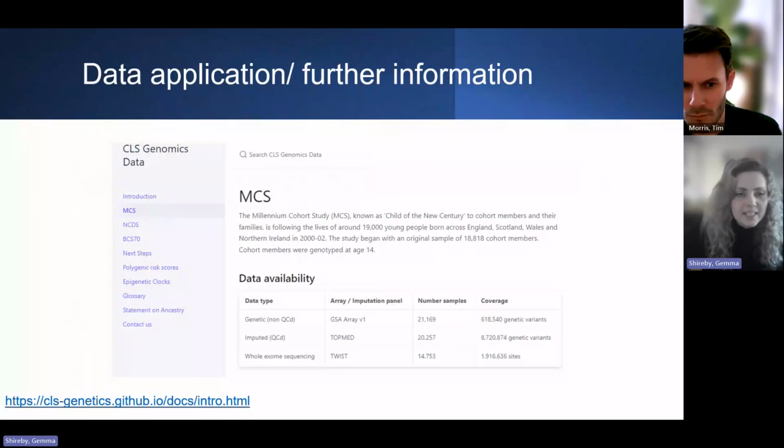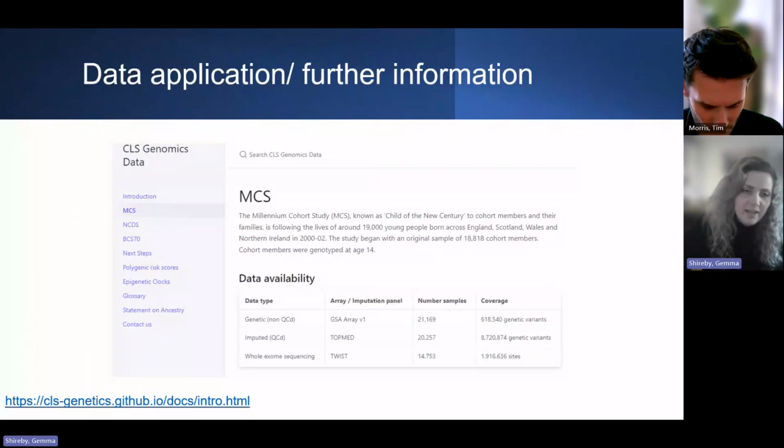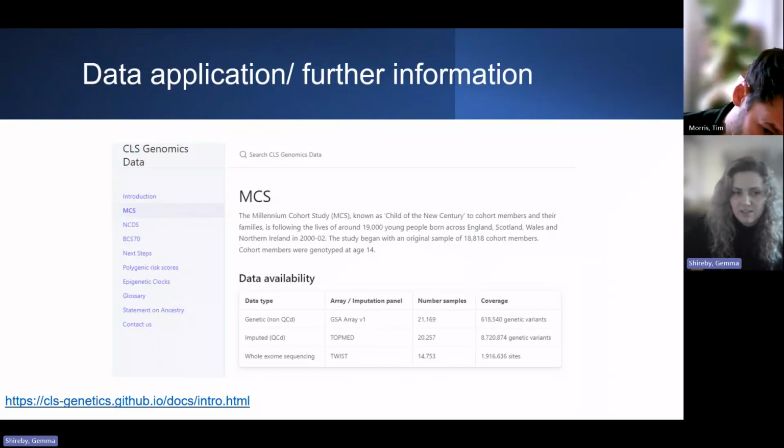So this is just a little snapshot of our CLS GitHub page. So this is where it contains more information about the genetics data and the quality control. So it's got a bit of information about each of the cohorts and the polygenic risk scores and epigenetic clocks.